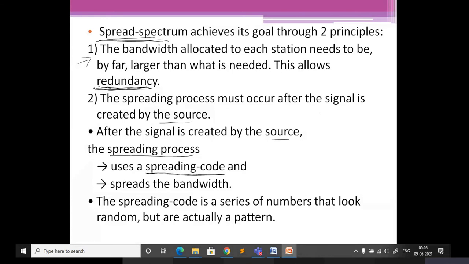If you are sending 5 bits, by adding this it may be increased to 10 bits. So the spreading code should be added. During the spreading process, it uses the spreading code and spreads the bandwidth. What is the meaning of spreading the bandwidth? I will show one diagram of how exactly the bandwidth is spread so that the attacker cannot read the data that is transmitting through the media.